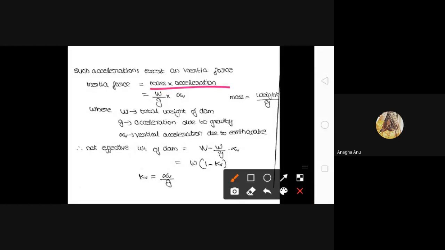Okay, such acceleration exert an initial force. So when this earth force acts on our foundation, to resist that force, our foundation or superstructure, not only the foundation but the superstructure, that is our dam, will provide an initial force. Okay, that initial force is mass into acceleration. We know that mass means weight by gravity. So we can here write as W by G into alpha V.